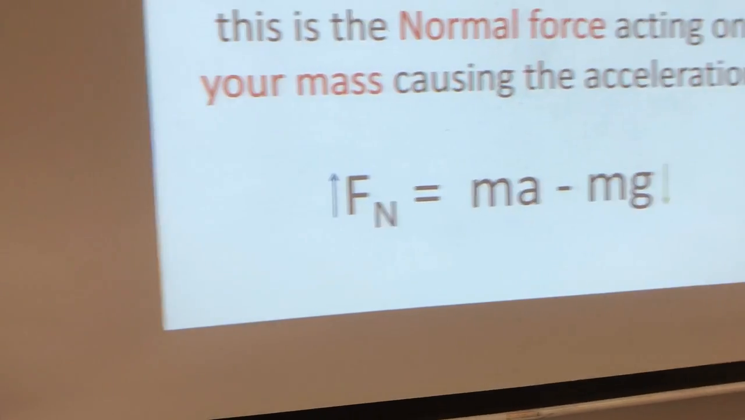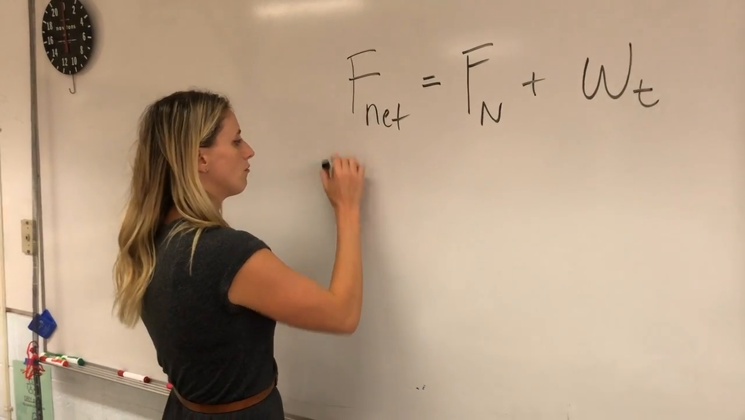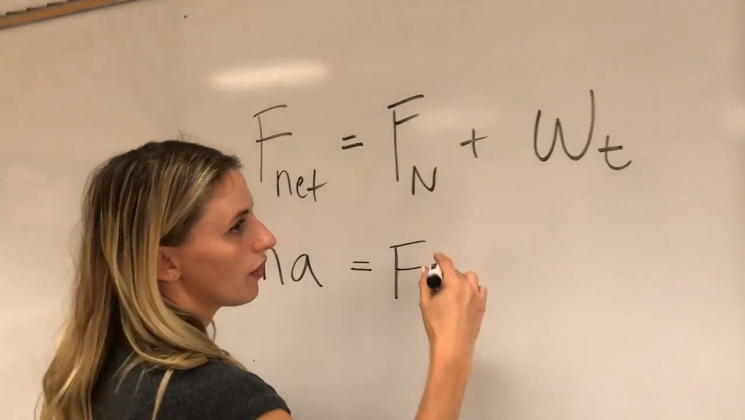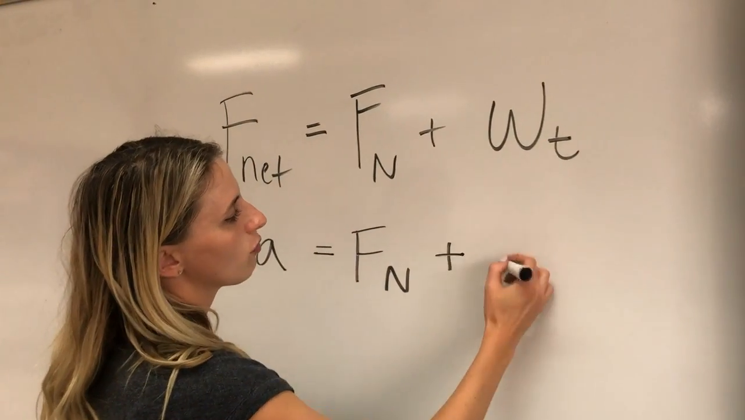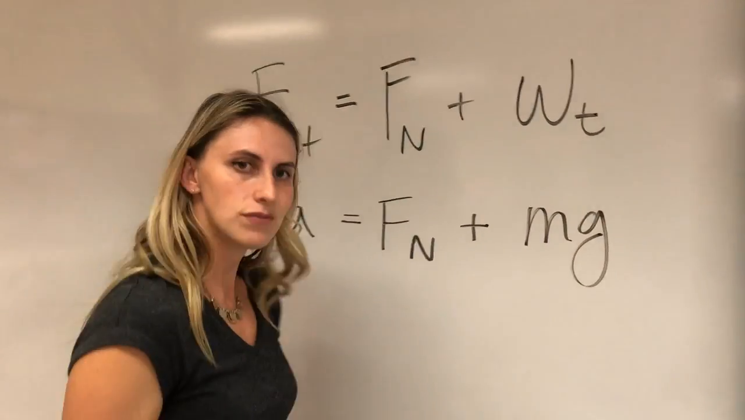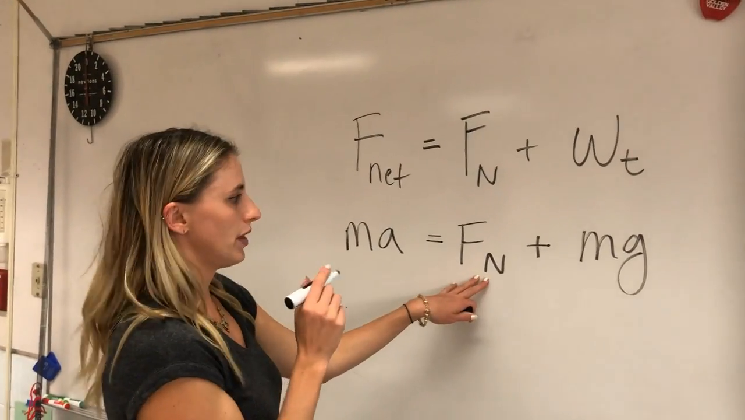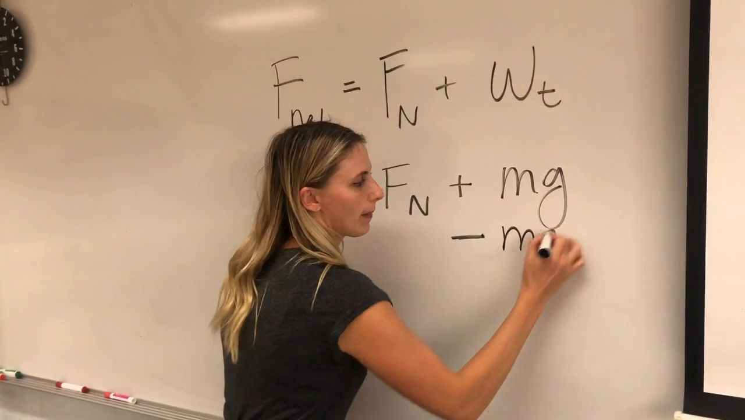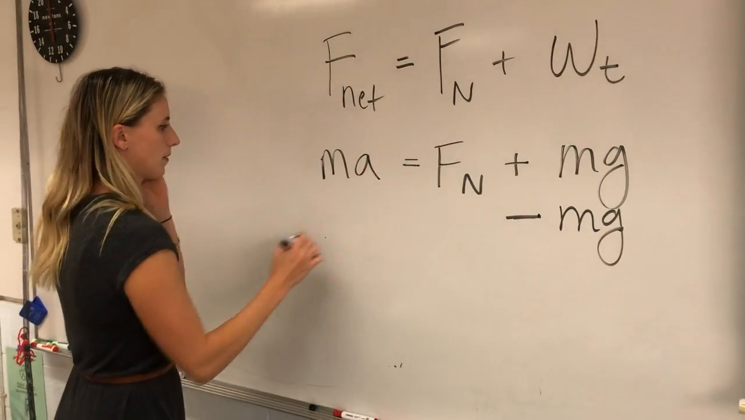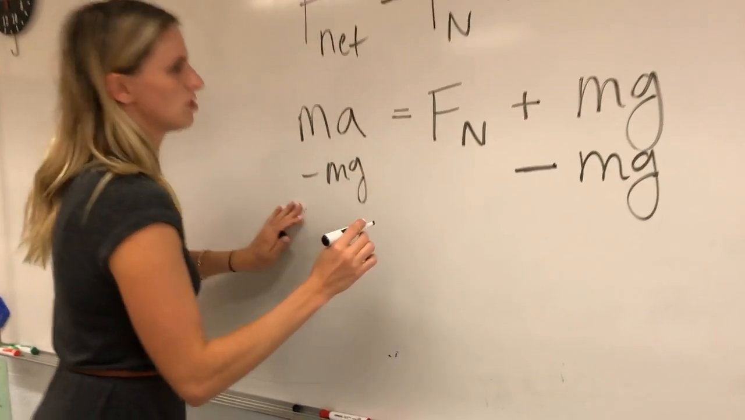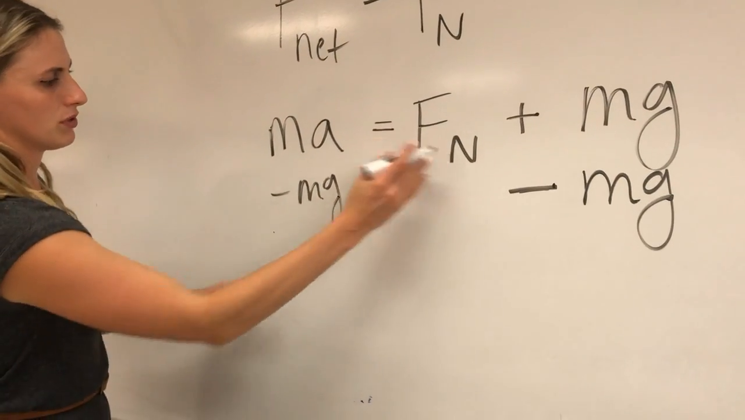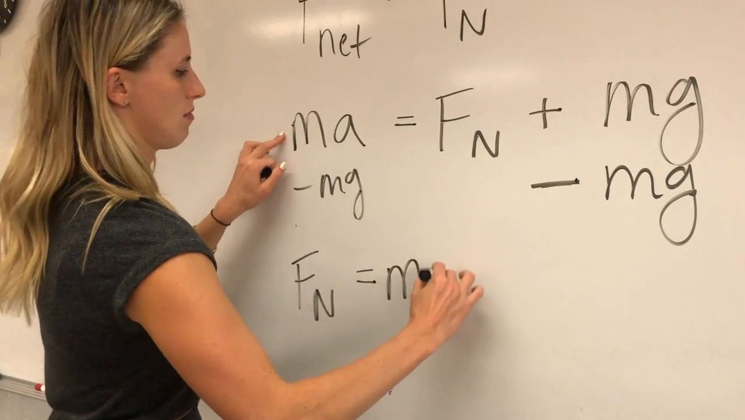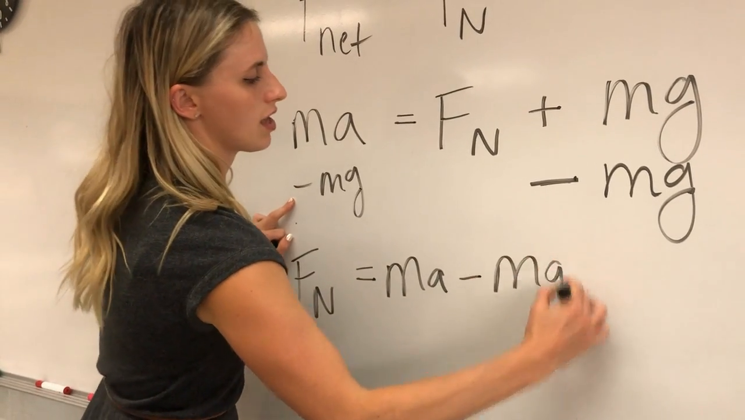ma, mg, where did that come from? We know that the net force is m times a. Normal force is the normal force, whatever it is, and weight is m times g. So let's just get the normal force by itself. How do we get that? We subtract mg. I'm going to put this over here. Fn equals ma minus mg.